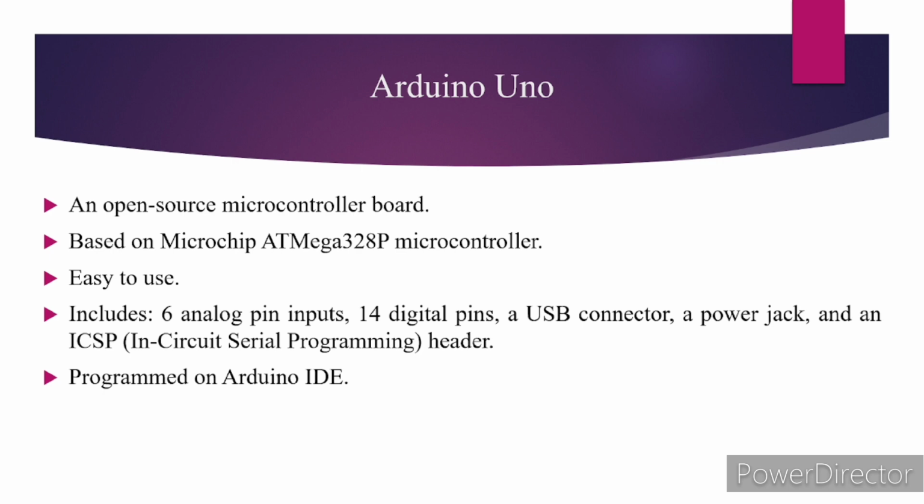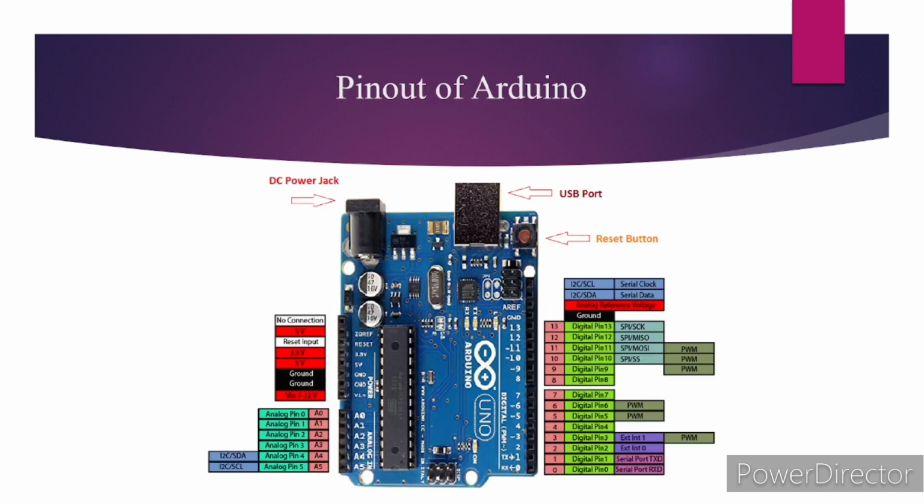Arduino Uno board consists of 6 analog pins, 14 digital pins, a USB connector, a power jack, and an ICSP, which is in-circuit serial programming, and it is programmed using the Arduino IDE. This is the Arduino Uno board.